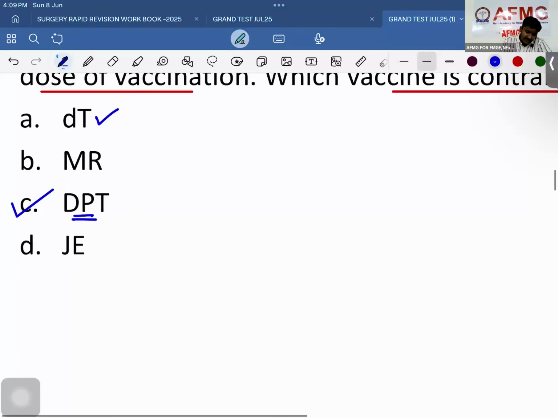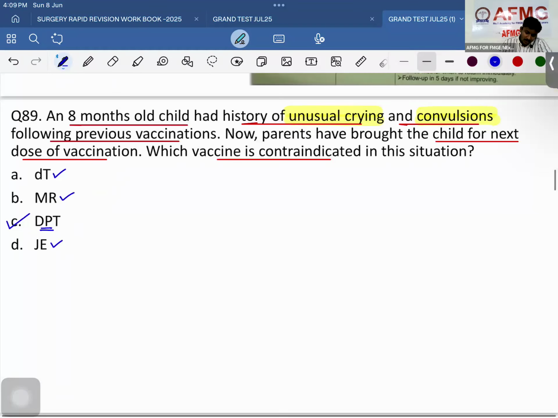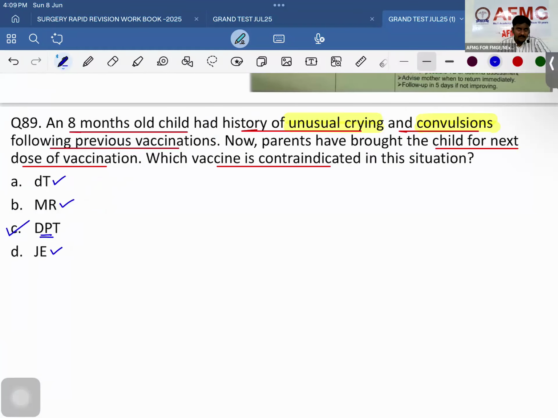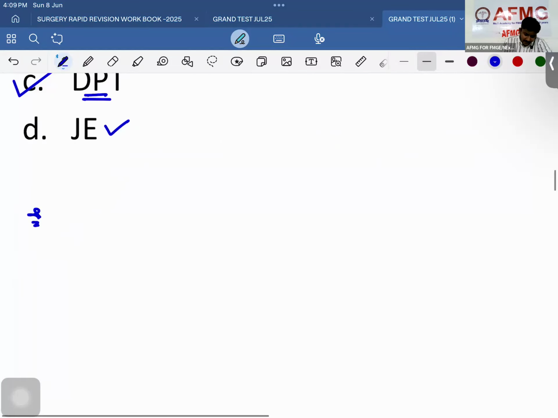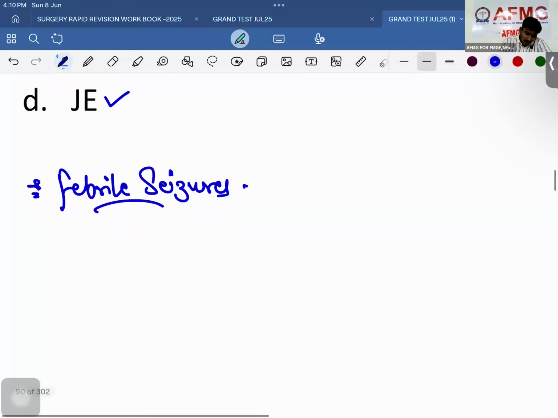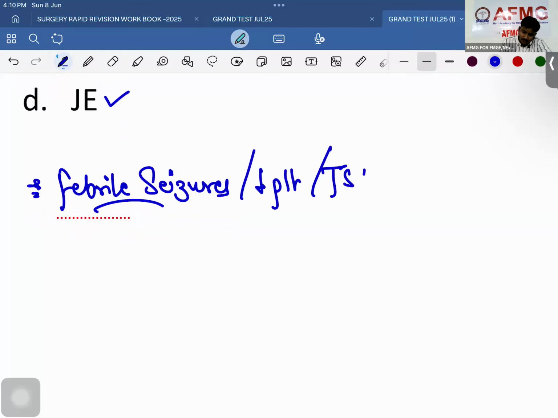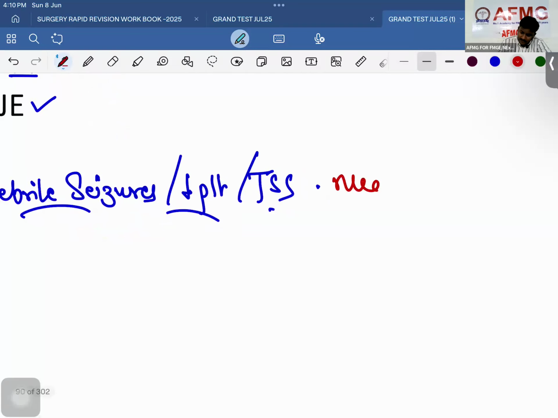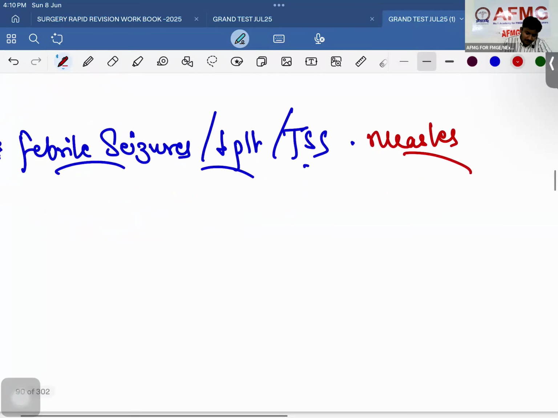Okay? Can we give DT? Yes beta, it does not contain the pertussis. Can we give MR? Yes. Can we give JE? Yes. That is what is important. Now we know persistent inconsolable crying is a side effect that is commonly associated with pertussis vaccine. Febrile seizures is associated with? Fever is associated with pertussis again, but febrile seizures or thrombocytopenia or toxic shock syndrome, now tell me. Yes, it is associated with measles or the MR vaccine. That is important to be remembered.